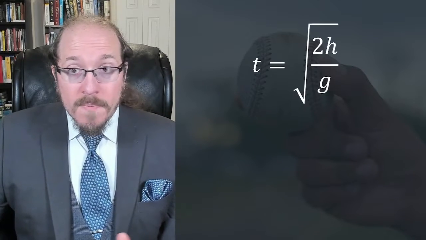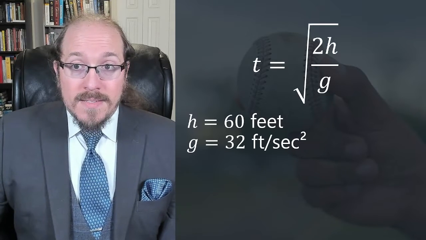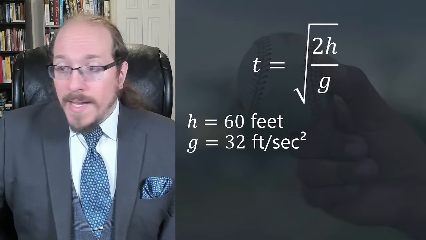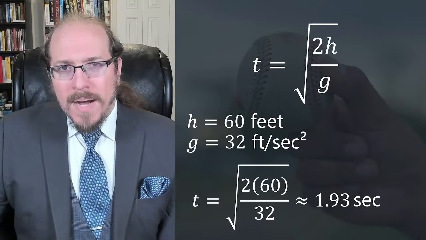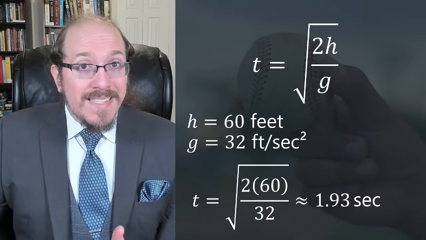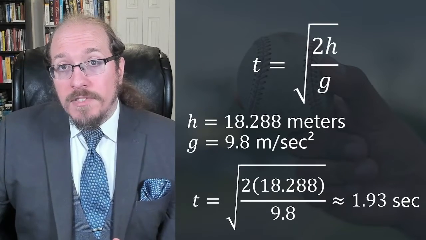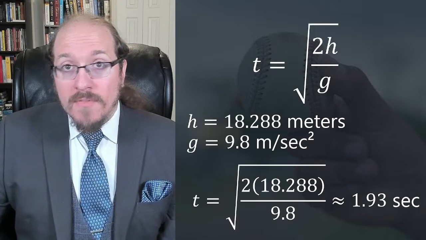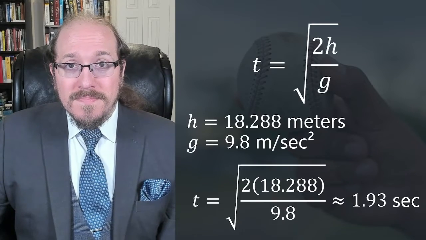Okay, we've got our formula, let's go ahead and solve our problem. The ball was 60 feet off the ground, and the acceleration due to gravity is 32 feet per second squared, so we end up getting a time of just under 2 seconds before the ball hits the ground. By the way, our formula actually works no matter what our units are, as long as they're consistent with each other. If we were to use the equivalent height of 18.288 meters, we'd have to use 9.8 meters per second squared for gravity, but we'd still get the same answer for our time in seconds.